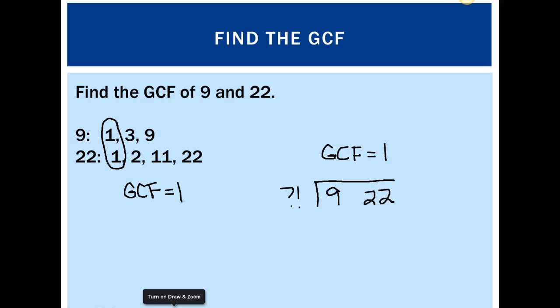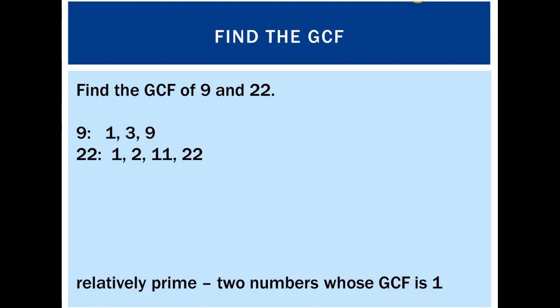There's a special name for this when it happens. We call two numbers whose GCF is 1 relatively prime. It doesn't mean that those two numbers are both prime, because we can see that both 9 and 22 are composite numbers. They have more than two factors, but in comparison to each other, in relation to each other, they are relatively prime because the only common factor they share is 1.